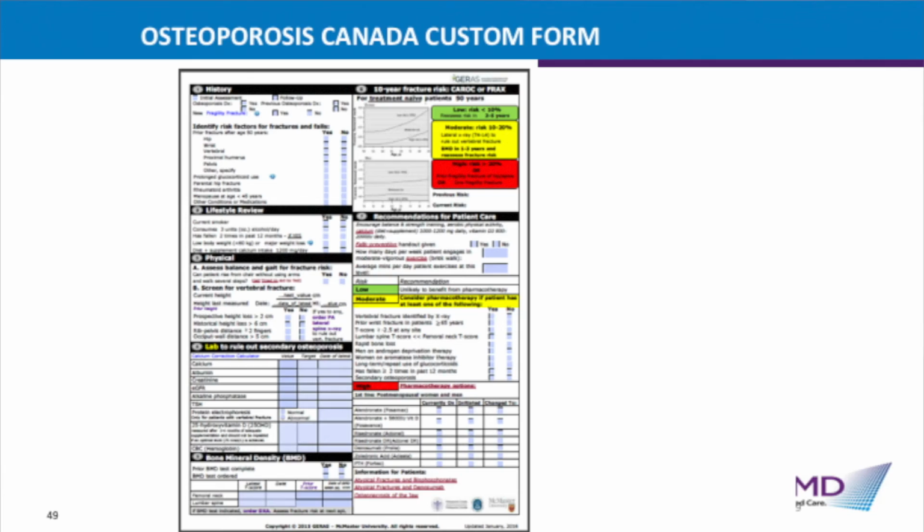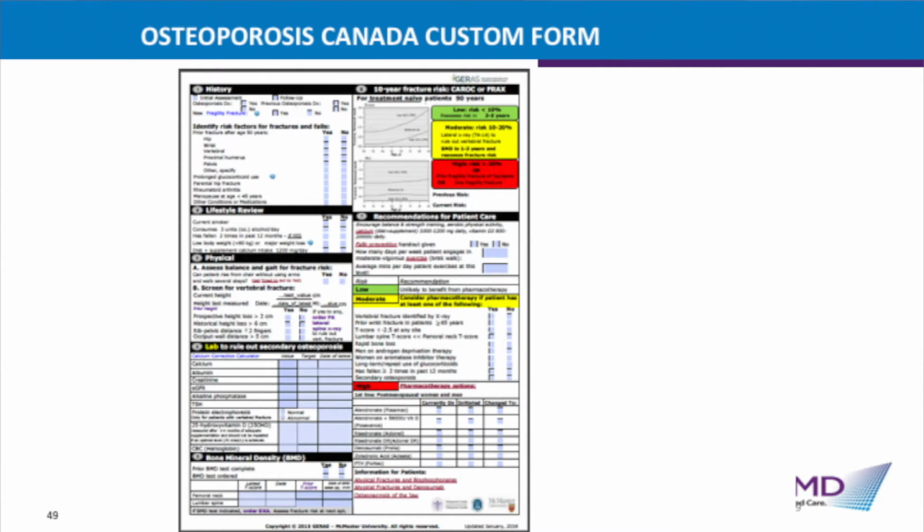So here is the Osteoporosis Canada custom form. And I see Mark Nelson here just from Osteoporosis Canada. Mark is one of the fracture liaison specialists. Is that your title, Mark? Regional integration. Thank you very much. Regional Integration Lead. And Osteoporosis Canada has put a lot of time and effort into creating also EMR capabilities in order to better manage our osteoporotic patient.